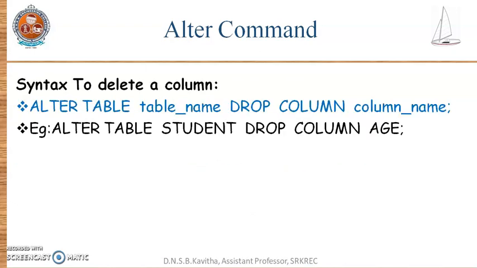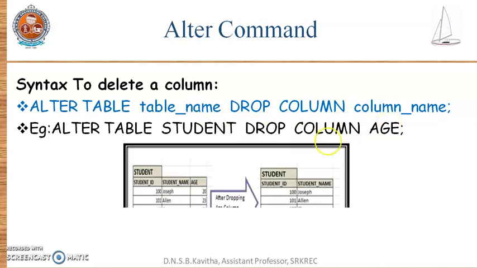Next, we will see how to delete a column with the help of alter command. We can delete the existing column in a table by the following syntax. That is, alter table, table name. In order to delete a column, we use the keyword drop, followed by the column keyword and the column name. Example, alter table student drop column age. That means I am dropping the column age now.